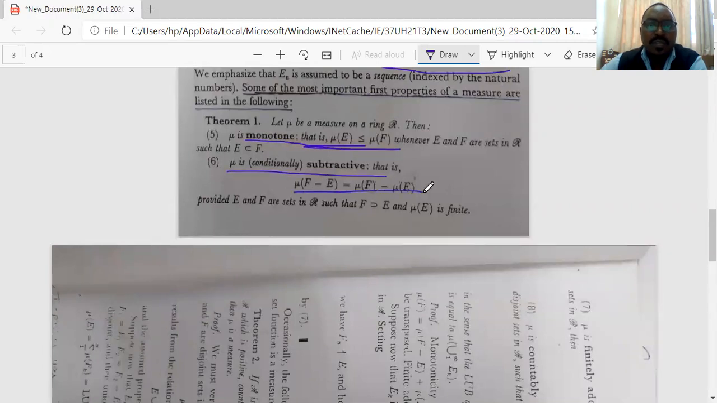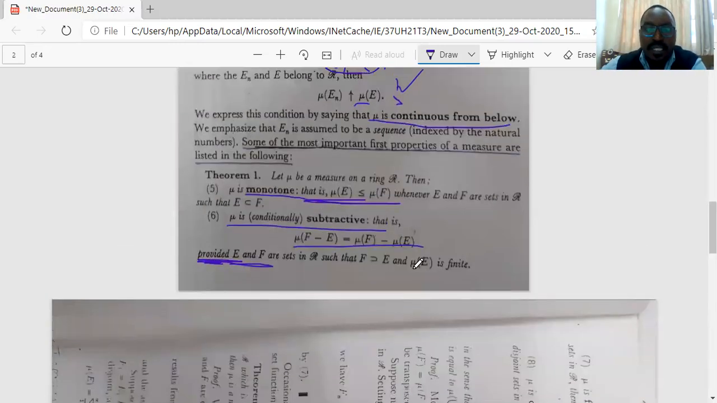You can talk of this subtraction, but with conditions. That is, provided this condition here, provided E and F are sets. That's the reason for the condition, because it's conditionally subtractive. In other words, this is subtractive, but with conditions that have to be set, such that this case happens.